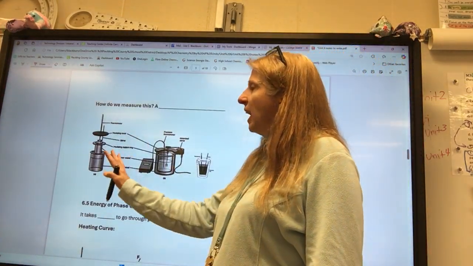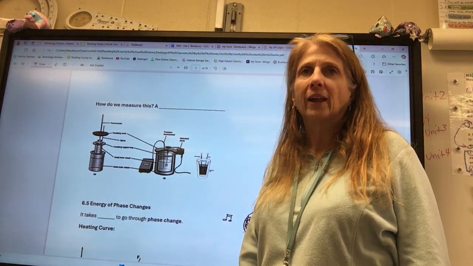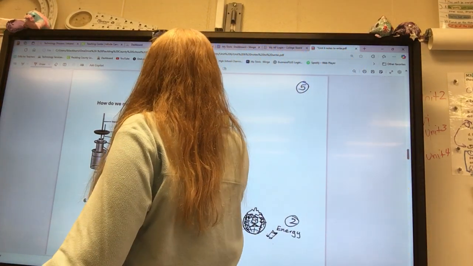What is the device used to measure heat change? It's a calorimeter. It looks like a calorie meter.